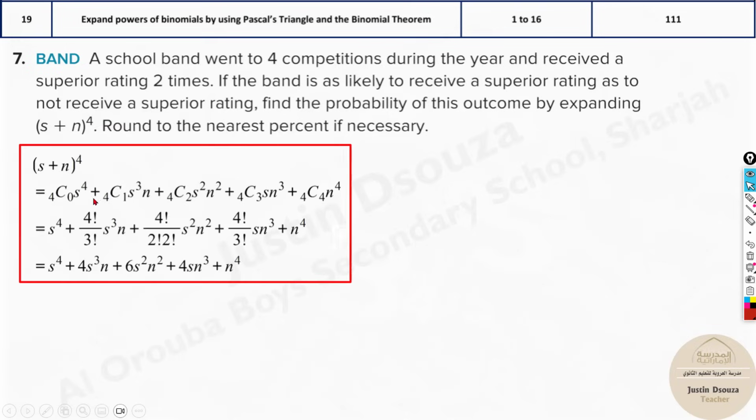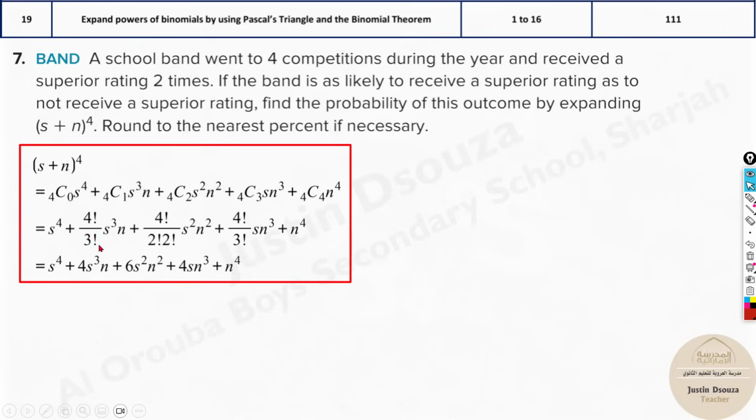Now here we need to expand. This is just what we did, right? You got this answer. Now here they have told superior rating. See, the school band got superior rating, that is S, and not receiving it is N. 2 times is what they want for both. So it must be 2 times superior rating, not superior rating 2 times.